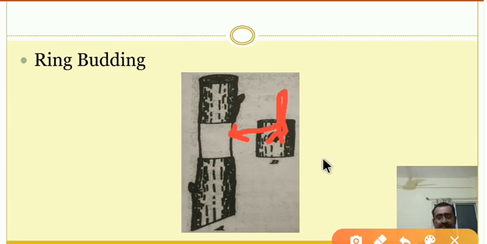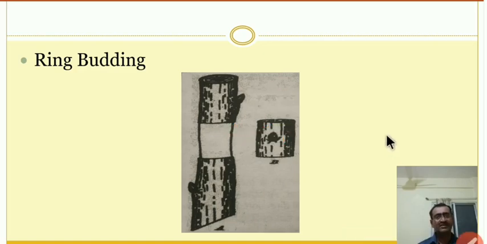The bud along with the ring of bark is removed from the bud stick, and it is then placed on the rootstock that has already been given the same type of cut, that is, the bark in the form of a ring has been removed. This is also known as annular budding. Waxing and fixing of the tape is a must here, and in this way ring budding takes place.